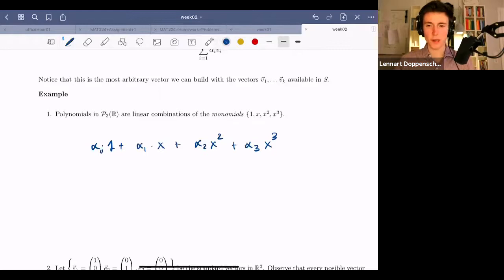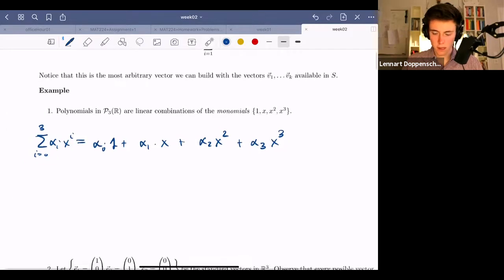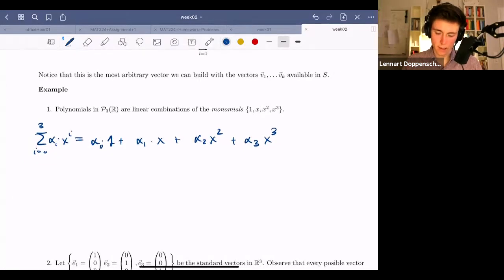So the difference between a normal polynomial and the linear combination is so subtle that it's almost not clear why I made this example, I think. So this is just the sum of the alpha_i x to the i, and in this case we start at 0 because the first power of x is 0, to 3, and this linear combination happens to be exactly the same as a polynomial. So this is just any plain old polynomial.